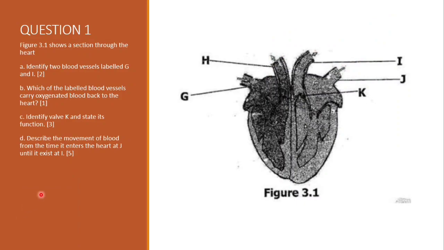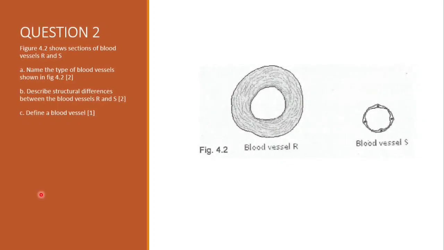All right, let us move on to question 2. Figure 4.2 shows sections of blood vessels R and S. So this is a section of blood vessel. This is blood vessel R, and this is blood vessel S. Name the type of blood vessels shown in figure 4.2. What type of blood vessel is this?